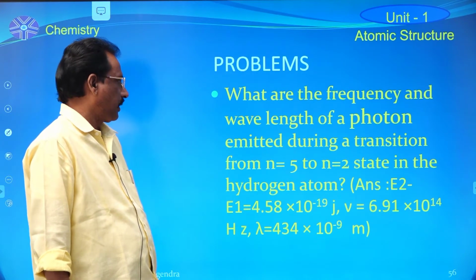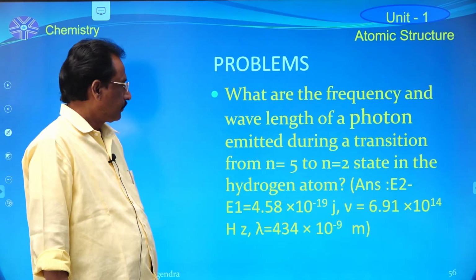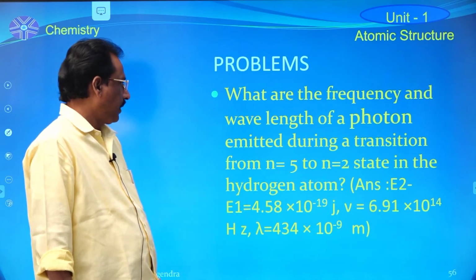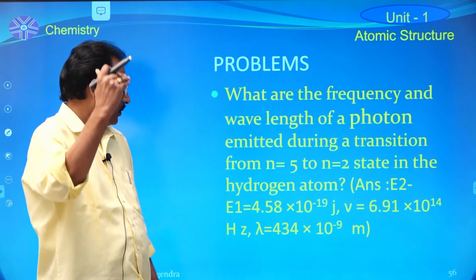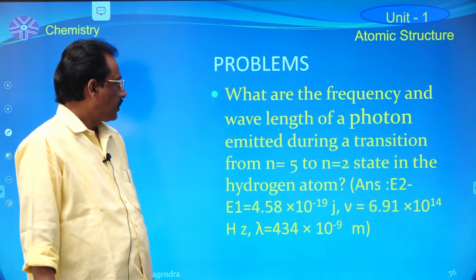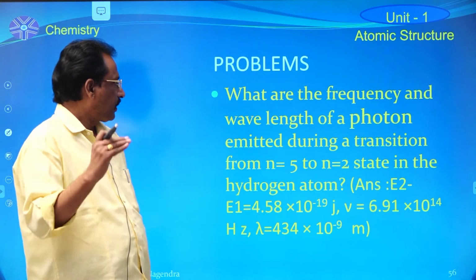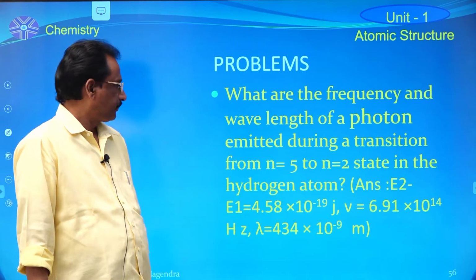second energy state. That means this spectral line belongs to the Balmer series. In the hydrogen atom, when the electron jumps from the fifth energy level to the second energy state, one spectral line will be formed. For that spectral line, what about its frequency and wavelength?